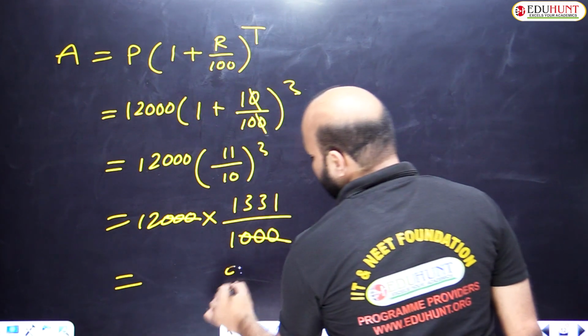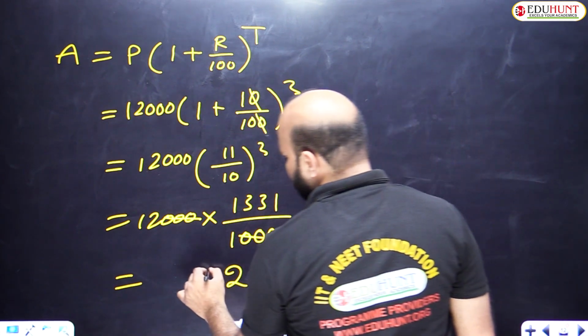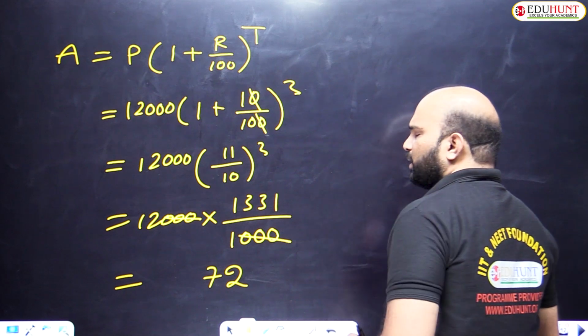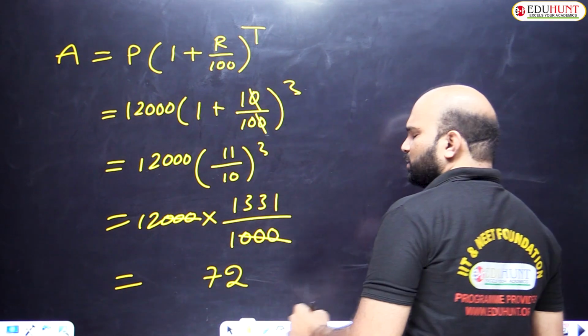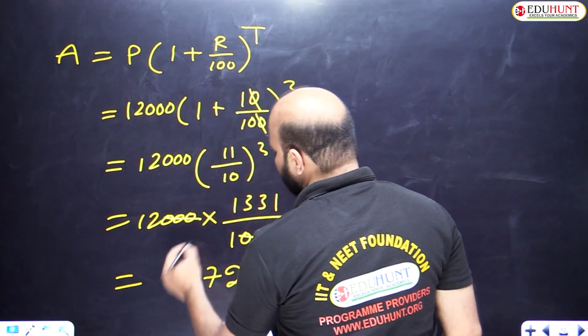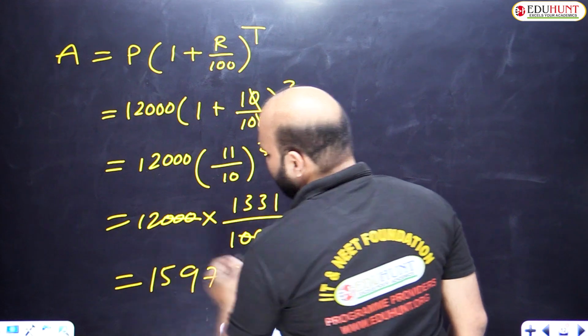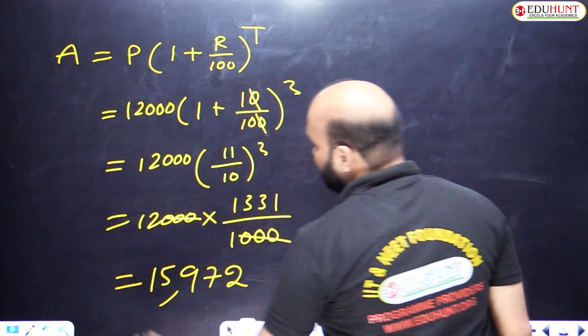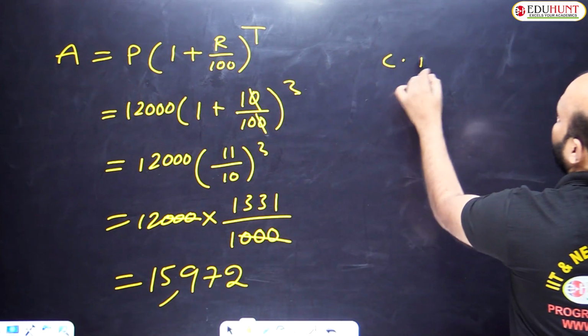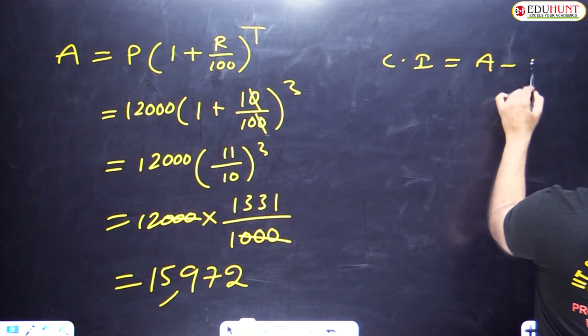12 1s are 12, 12 3s are 36 plus 1 is 37, 3 left. Again 30, 12 3s are 36 plus 3 is 39, 3 left. 12 1s are 12 plus 3 is 15. 15,972 is the amount. But what am I asking? Compound interest. Compound interest is nothing but amount minus principal.